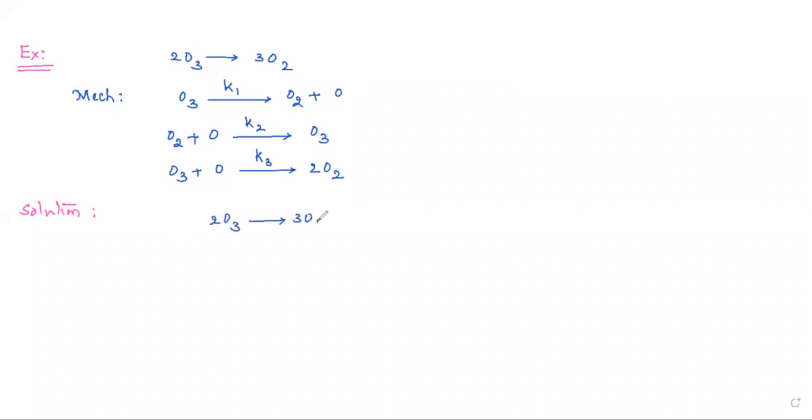2O3 gives rise to 3O2. From this, see, it can be written as a rate is equal to minus 1 by 2 d concentration of O3 by dt, right? Plus 1 by 3 d concentration of O2 by dt, right? So that is how the rate with respect to O3 and O2 can be given.